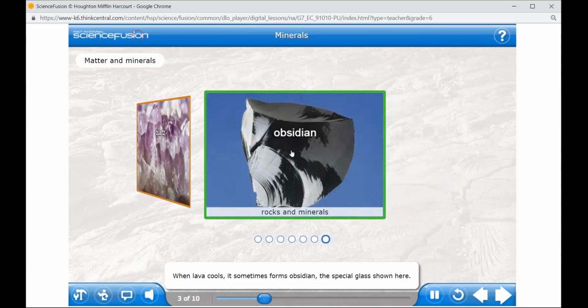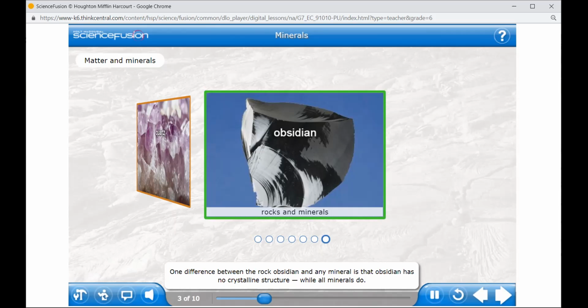When lava cools, it sometimes forms obsidian. Even yesterday in the previous classes, I told you how igneous rocks are formed. During a volcanic eruption, the magma from inside comes and flows outside, and the lava cools and forms shiny igneous rocks. Obsidian is the special glass shown here. One difference between the rock obsidian and any mineral is that obsidian has no crystalline structure, while all minerals do. So what is the main difference? Obsidian is not a crystal. It's not at all shiny.